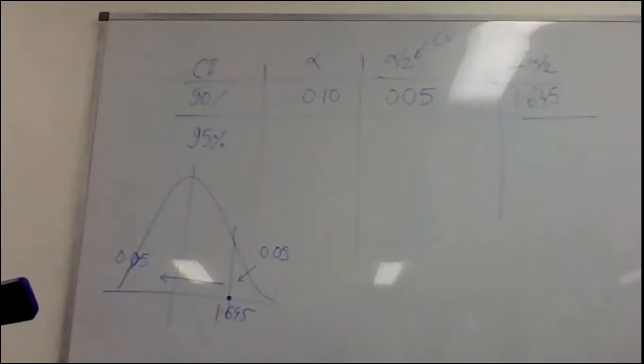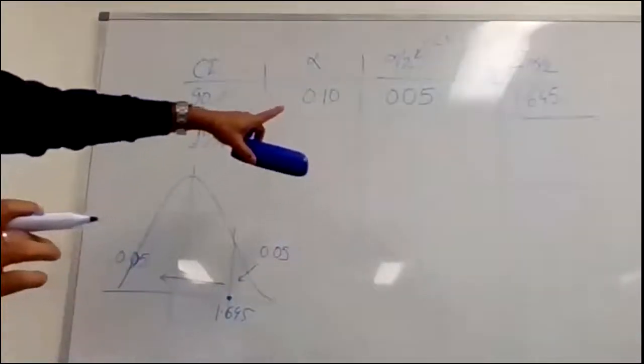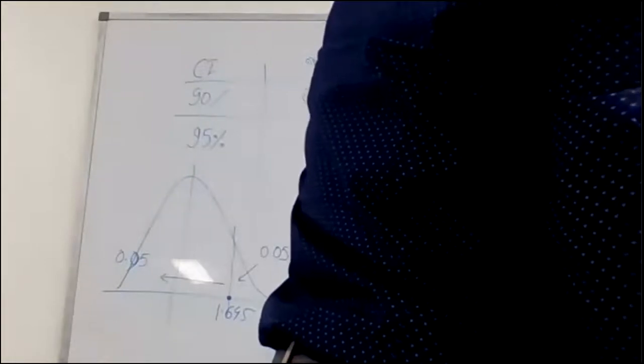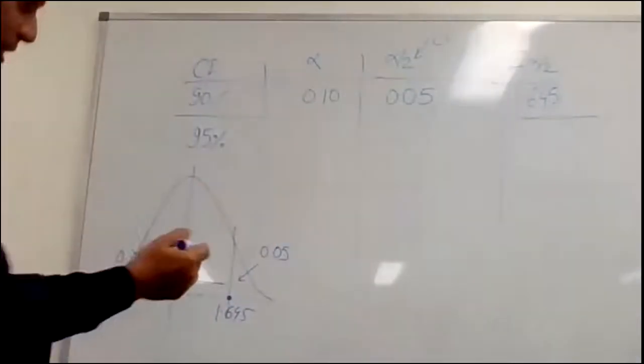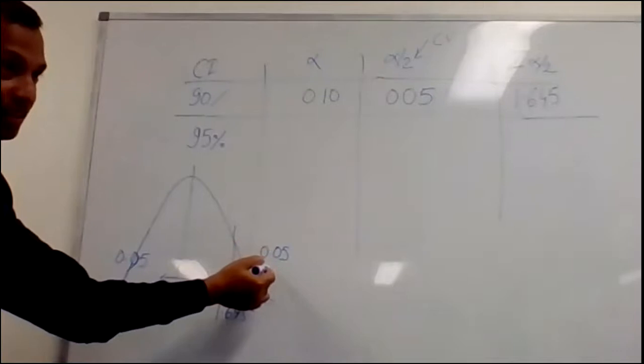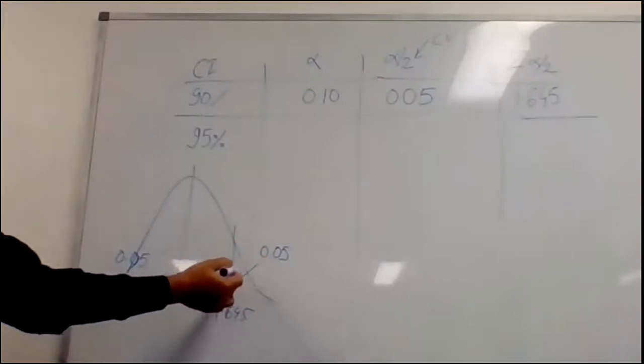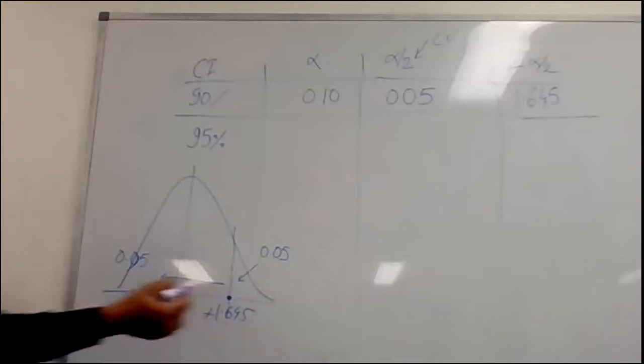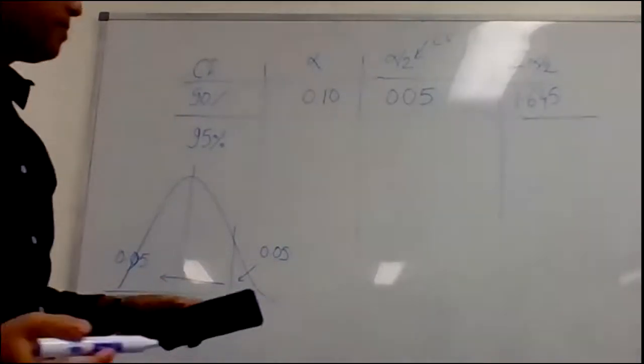Not understanding? Okay, okay. I didn't get you. No, no, see, the 5% is on the right side, right? It will be positive, so it will be plus 1.645. It should not be negative.